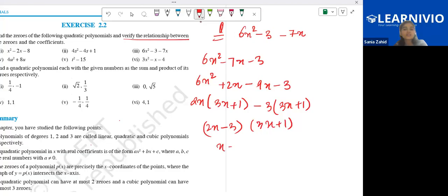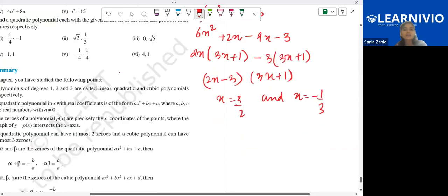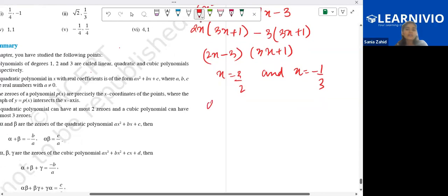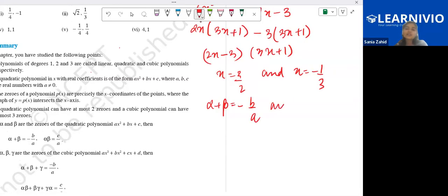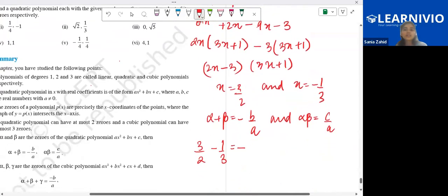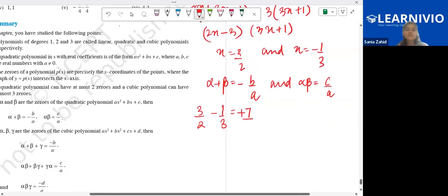Right? So x is equal to 3 by 2 and here x is equal to minus 1 by 3. So basically alpha is 3 by 2 and beta is minus 1 by 3. Now alpha plus beta is equal to negative of b by a and alpha into beta is equal to c by a. So alpha plus beta becomes 3 by 2 minus 1 by 3, which should give you negative of b by a. Now what is b over here? B is negative 7 by 6. So positive 7 by 6.